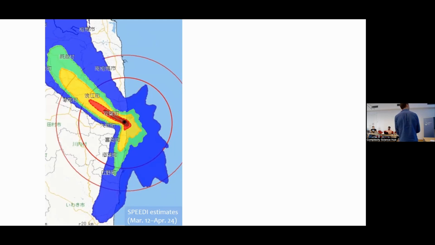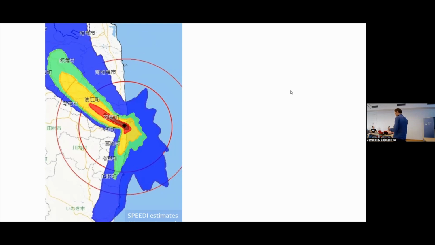So what you see here is the red spot, the hot spot in the middle, which is the Fukushima Daiichi nuclear power plant, the zone, in fact. And red is bad, yellow is bad, and so on. You go to blue and to white. But these are data that were generated through the Japanese SPEEDI network. I always forget what the acronym stands for, so I have my cheat sheet. It stands for System for Prediction of Environmental Emergency Dose Information.